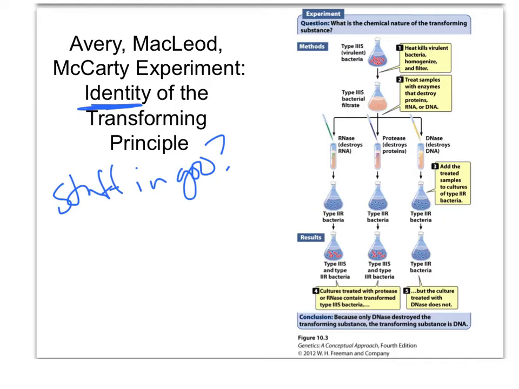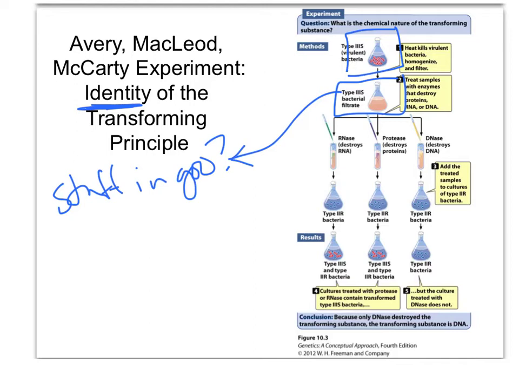So first they start essentially where the other experiment stopped. They take that virulent bacteria and they heat it up and they boil it, and they essentially kill it. Homogenize means to stir it up and then filter it. And then they take this goo, and they want to know what in that goo actually causes that phenotypic change in those bacteria.